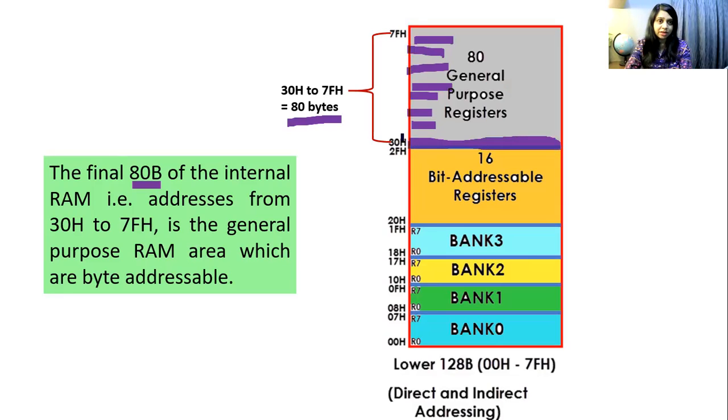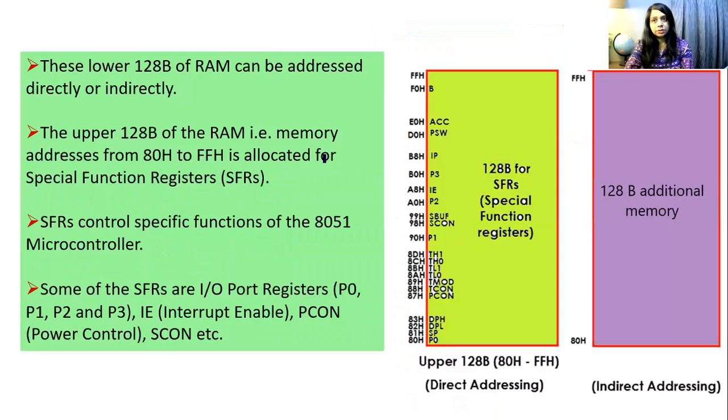That means, suppose the first byte has address 30. The next byte will have address 31, then the next will have 32 and so on. And the last byte of this will have address 7F. So these are byte addressable areas. So what we have seen is that these lower 128 bytes of RAM can be addressed directly or indirectly.